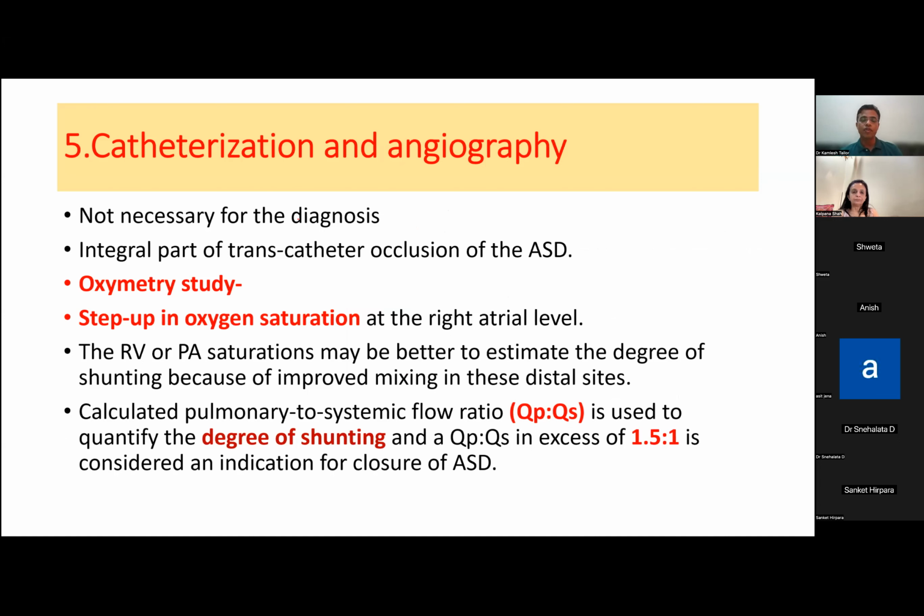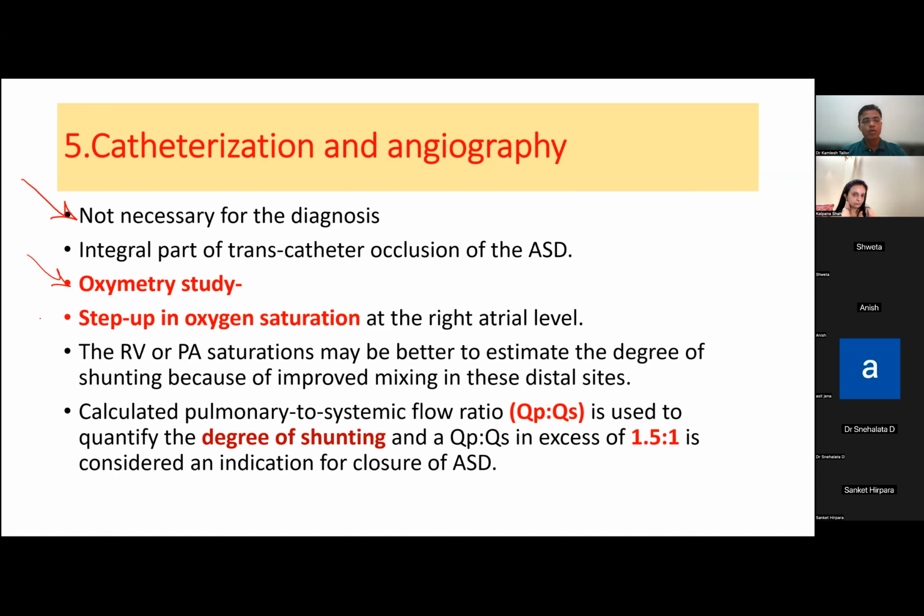The other mode of diagnosis, which is an invasive kind of evaluation, is catheterization and angiography. It is not always necessary to diagnose ASD by this method, but sometimes it is done for transcatheter device occlusion of ASD, and in association with the cardiologist we perform this kind of study, which is called an oximetry study. So what they will do is first find out how much is the step up of oxygen.